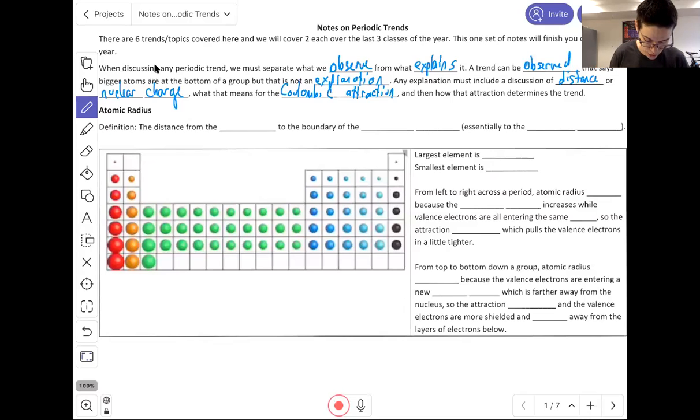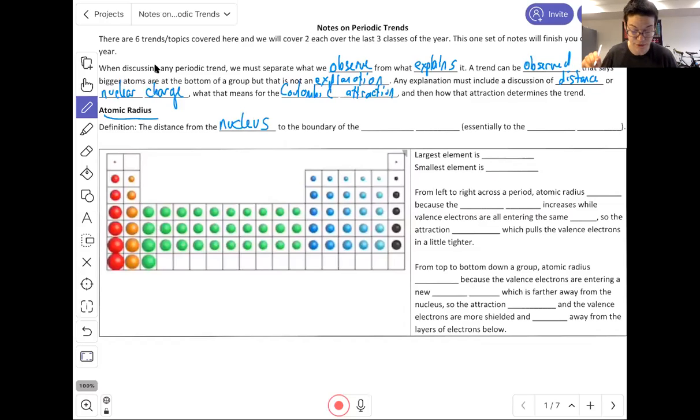Okay, so we're going to start with atomic radius, because atomic radius is basically distance or size, and therefore it does kind of affect or determine all of the other things we're going to cover. So the definition for atomic radius: atomic is telling you it's about the atom, and radius should be telling you it's a distance of some sort. So it is the distance, instead of the center of a circle, the center of our atom is the nucleus.